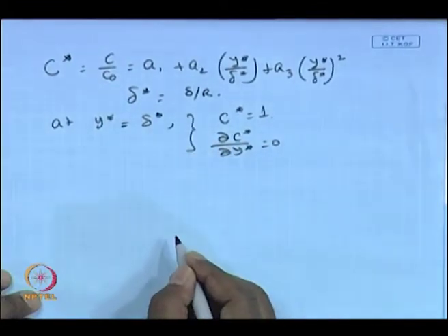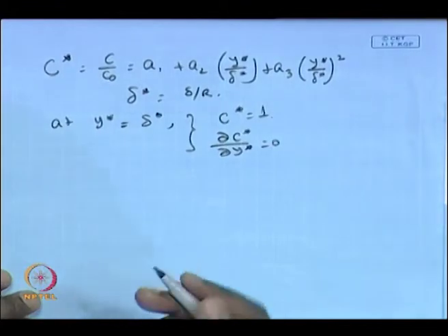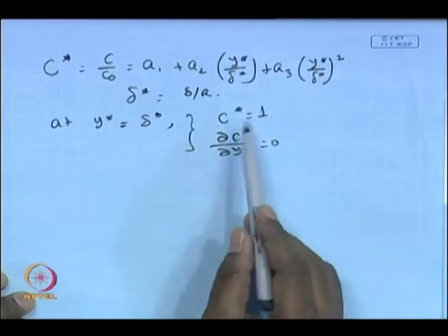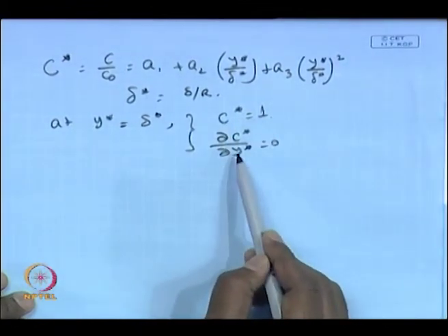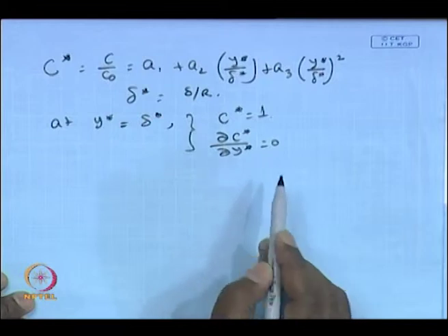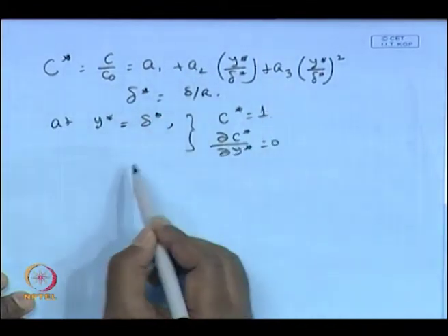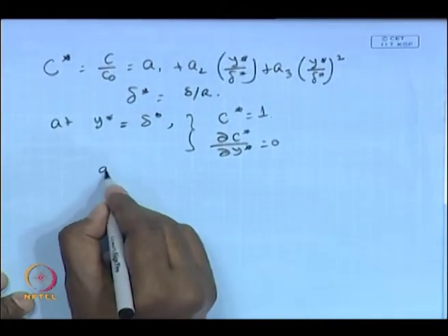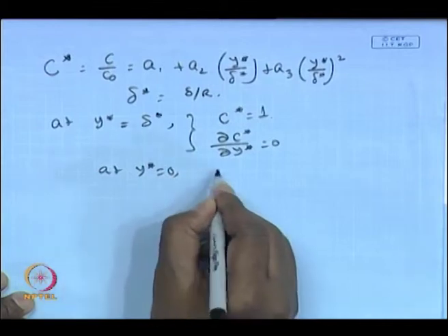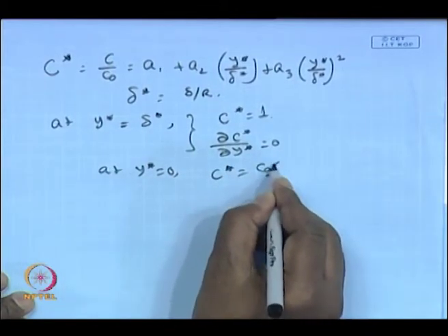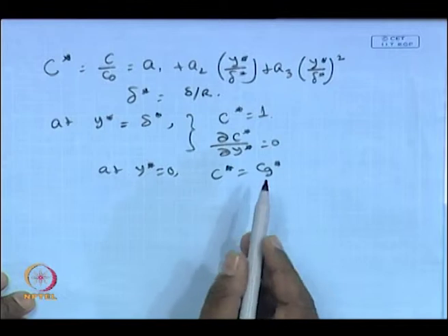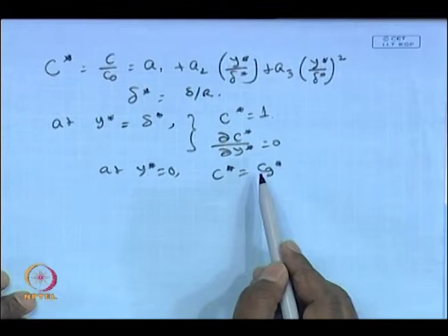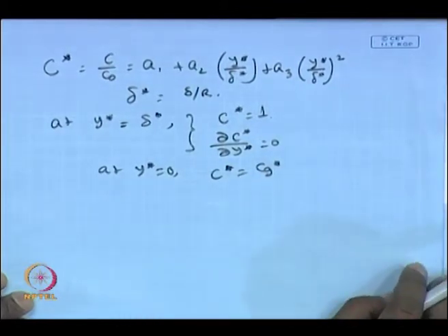These two boundary conditions must be satisfied at the edge of any type of boundary layer, even if it is a thermal boundary layer. At y star equal to delta star, for the thermal boundary layer, T star is equal to 1 and del T star del y star is equal to 0. Now, since there are three constants, you must have one more boundary condition. The boundary condition that is quite apparent is that at y star equal to 0, C star is equal to Cg star. Now, these three are the bare minimum conditions for this particular concentration profile to satisfy.